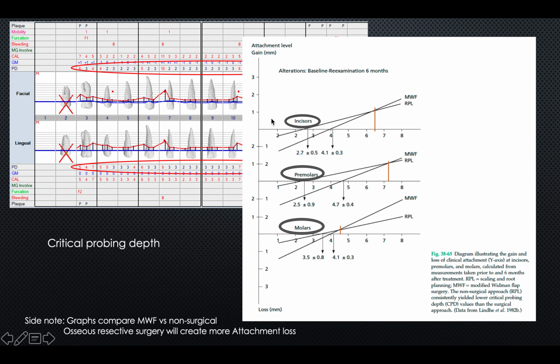So if I have an incisor with 6 mm of probing depth, based on Lindhe's study, I'm good with scaling and root planing because the modified Widman flap will not give me more clinical attachment gain. However, if this goes around 6.5, 7, 8 mm, then there is slightly more improvement of clinical attachment if I raise a flap and debride the root. Look at this about molars. In molars, the deviation of these two lines when we go to deeper probing depths is much more prominent than in incisors and premolars.